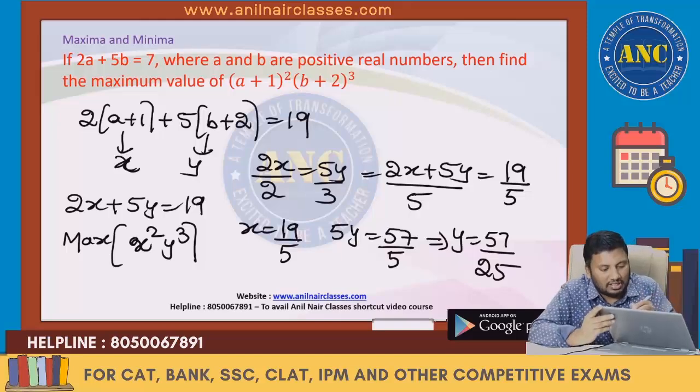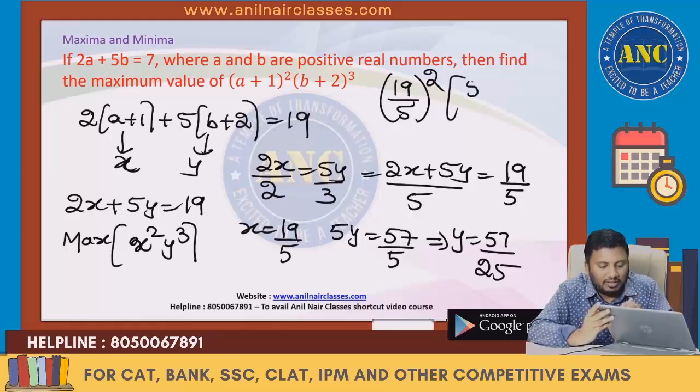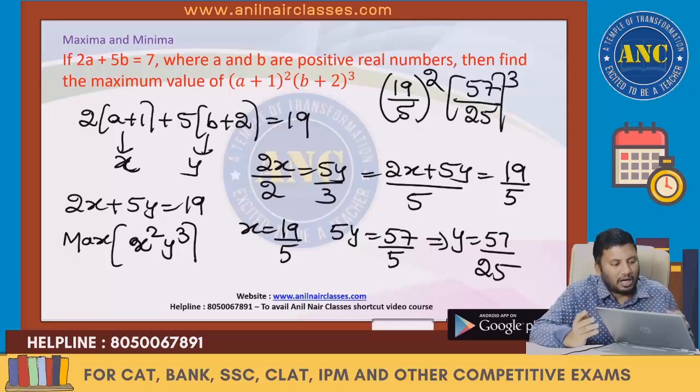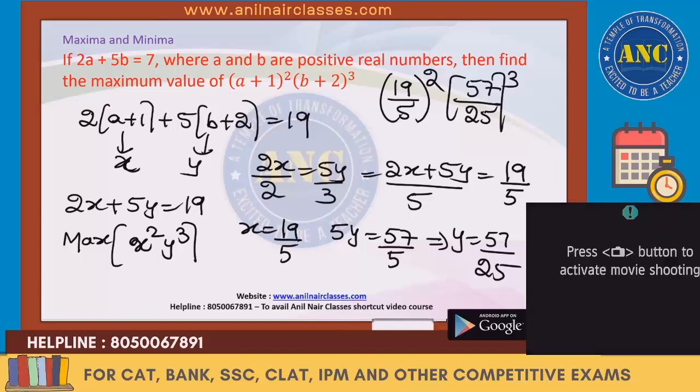So, the answer is (19/5)^2 into (57/25)^3, where b plus 2 is y. I hope the idea is clear. So, a plus 1 I called x, b plus 2 I called y. I just changed a to a plus 1, b to b plus 2.